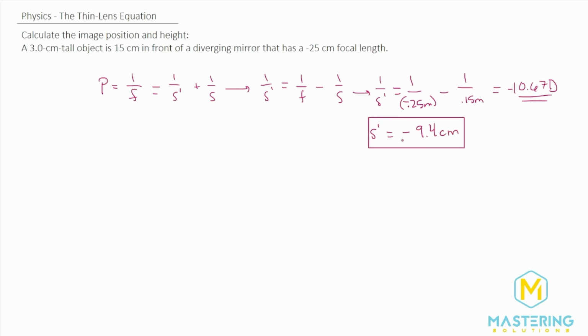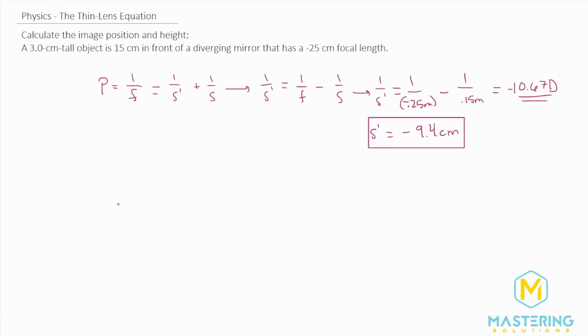So if we have a negative on the image position, that means it's a virtual image, and a virtual image means that it's on the same side of the lens as the object. Now with a diverging mirror, we always are going to get a virtual image. So it's also going to be upright, which you'll see with the second part for the height.